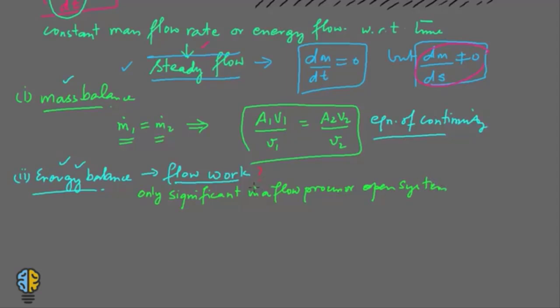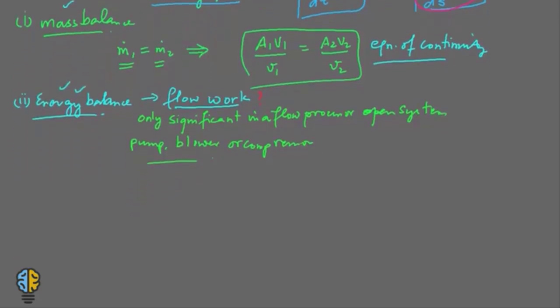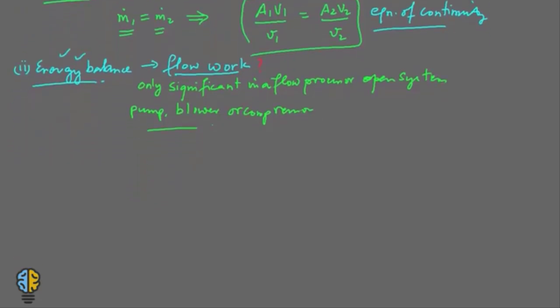Alright, and it represents the energy transferred across the system boundary as a result of the energy imparted to the fluid by a pump or by a blower or by a compressor. Okay, so this is the flow work. Now flow work is analogous to the displacement work. To understand the flow work, let us draw a small diagram.